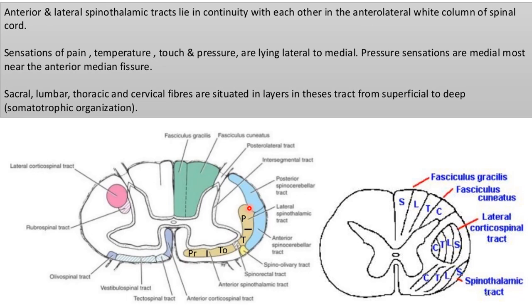By this diagram it is very clear that the first thing is pain, temperature, touch and pressure. And they will maintain the sacral region, the lumbar, thoracic and cervical. In this lateral tract, it is the same type, that is cervical, thoracic, lumbar and sacral. But here it is different: cervical, thoracic, lumbar and sacral.